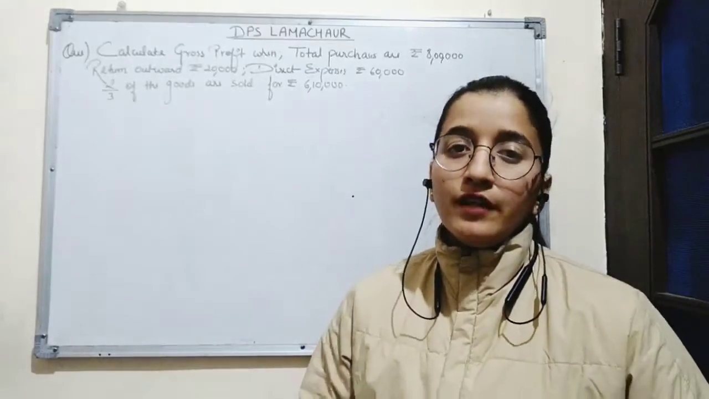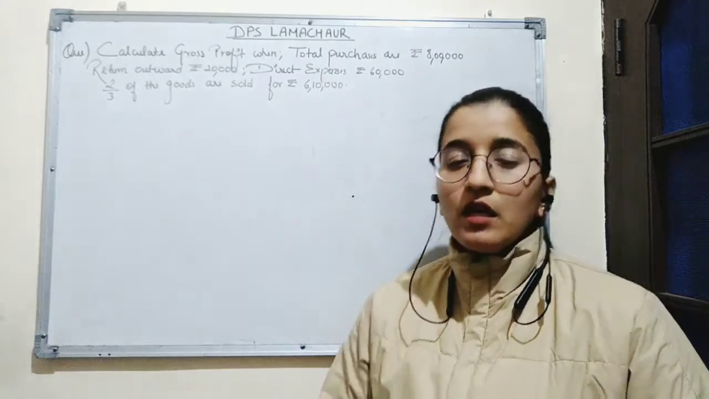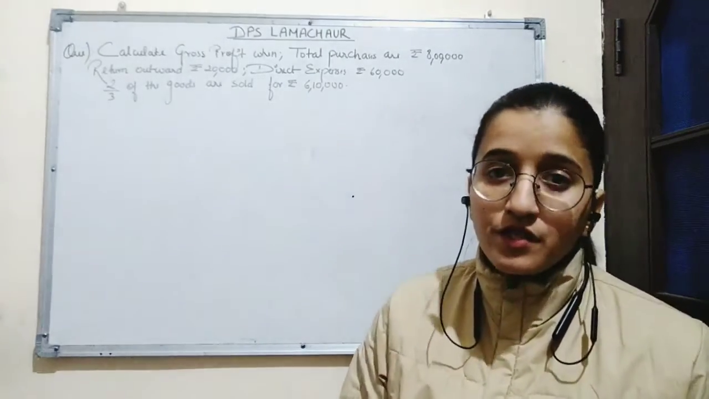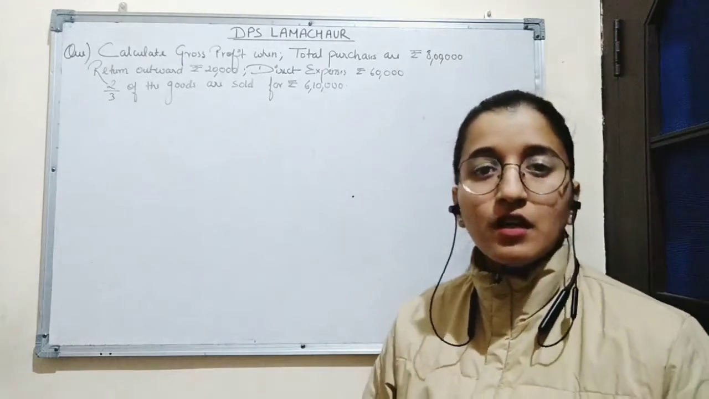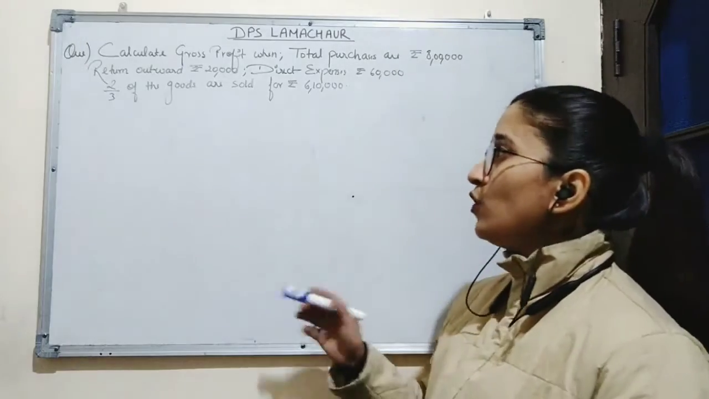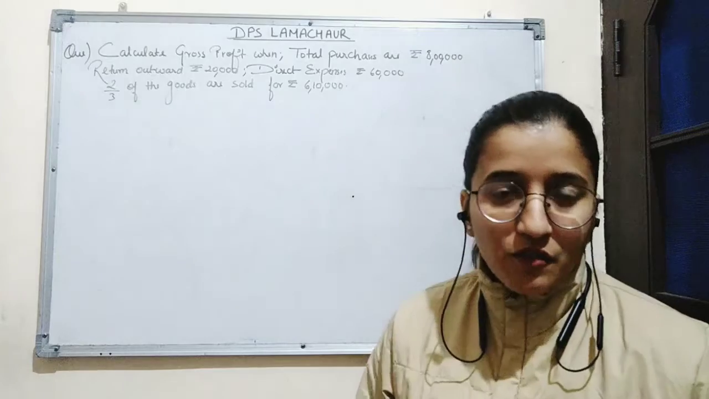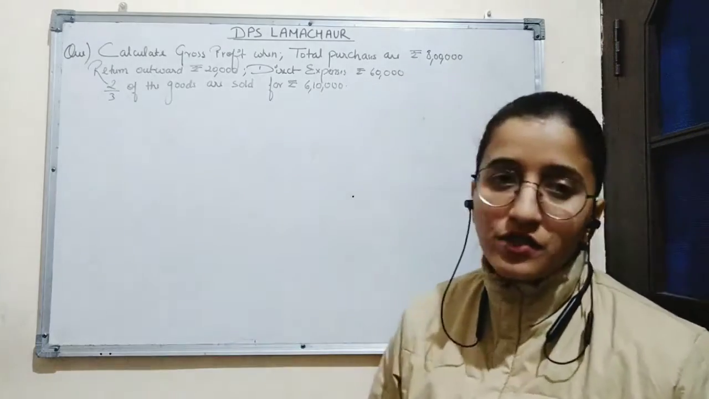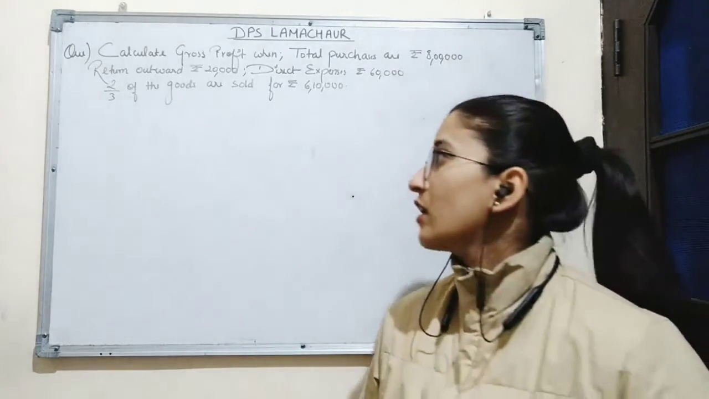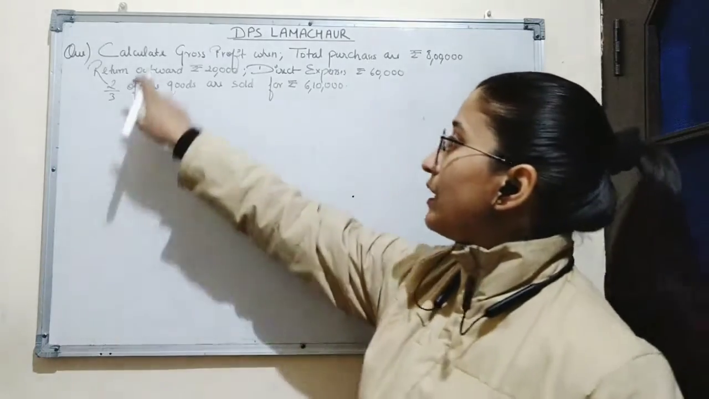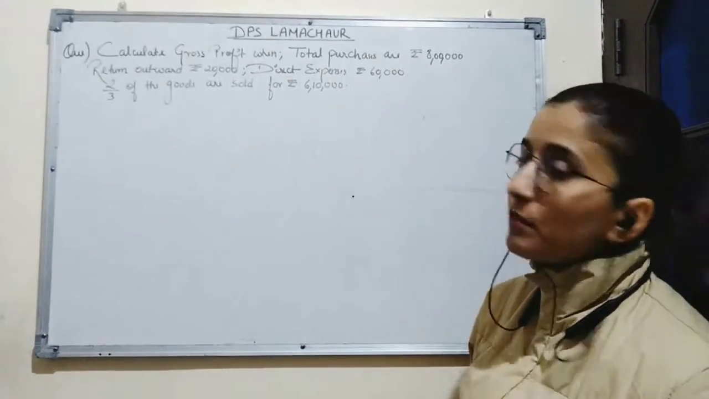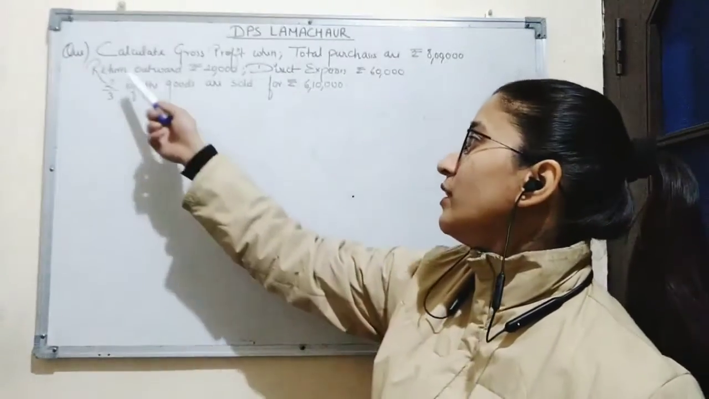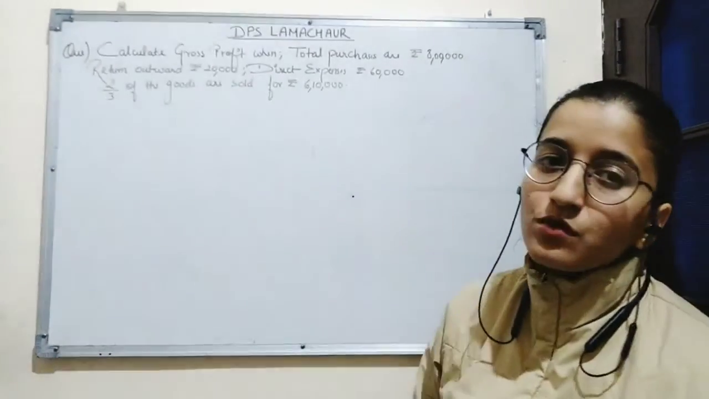As we have learned how to prepare trading account, now we will solve the questions based on calculations of the formula discussed in the previous video. So we have done with preparing the trading account. Here we will solve the question without preparing trading account. Question is, calculate gross profit when total purchases are rupees 8 lakh, return outward rupees 20,000.